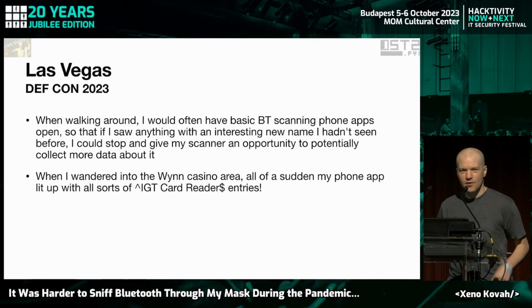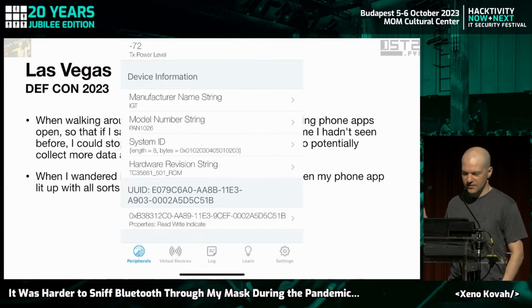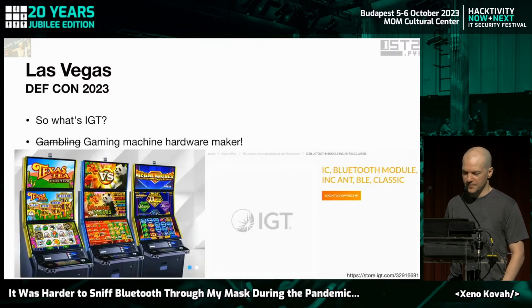Another thing, wandering around Vegas, what I usually do, my MO, is I've got my sniffer in my backpack. I've got a phone app open that is not able to log and collect all the information I want, but it shows me if anything interesting shows up that I haven't seen before. Wandering around Vegas, I wander into the Wynn Hotel and casino, and specifically when I get into the casino area, I see dozens of IGT card reader things show up. If you're in a casino and you see a bunch of card reader things, that's interesting. Looking at the information, it says specifically manufacturer IGT. So what is IGT? Well, it's a gaming hardware machine maker. Nowadays, slot machines are not mechanical affairs, but they're basically overglorified laptops, desktops with multiple screens. And indeed, on their website, you can find that you can buy a replacement Bluetooth module for their devices.